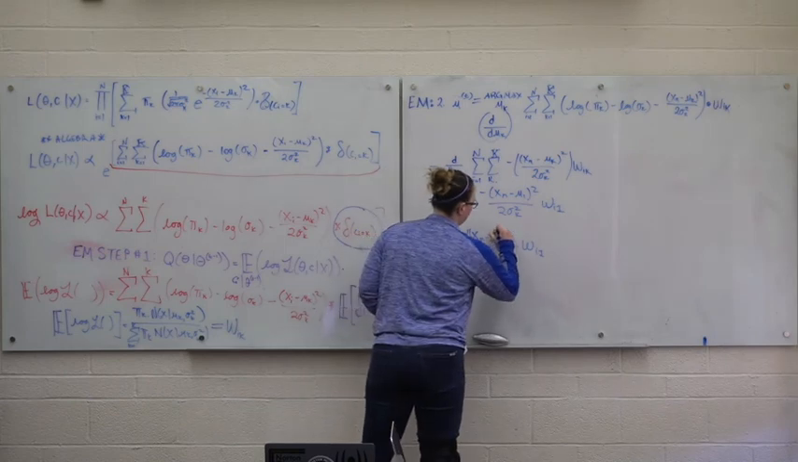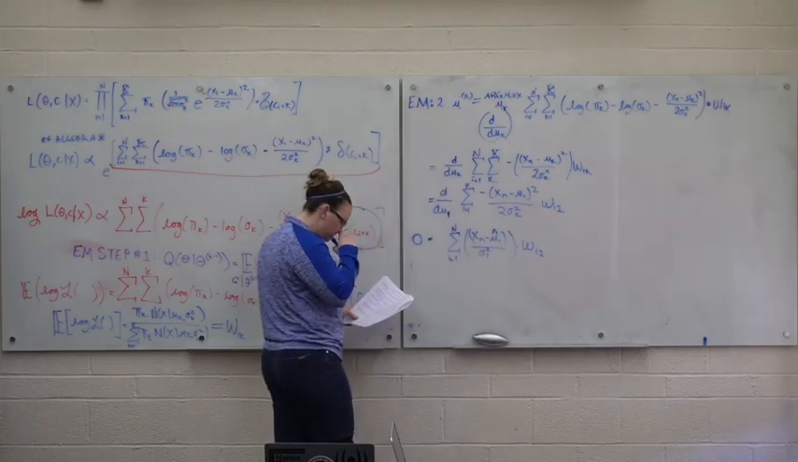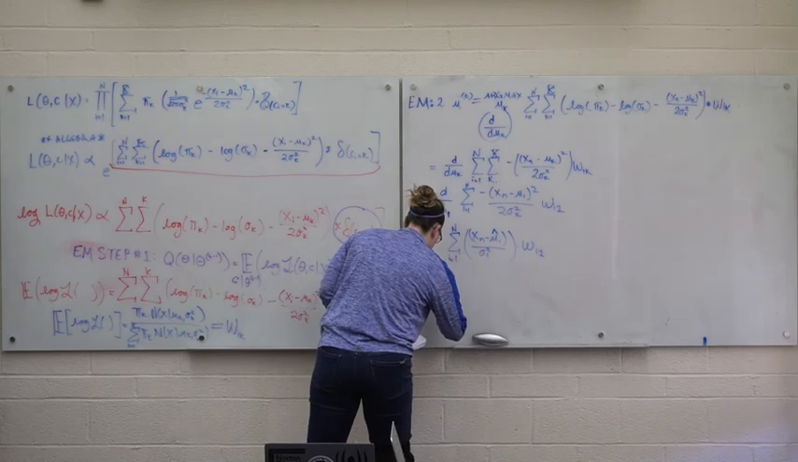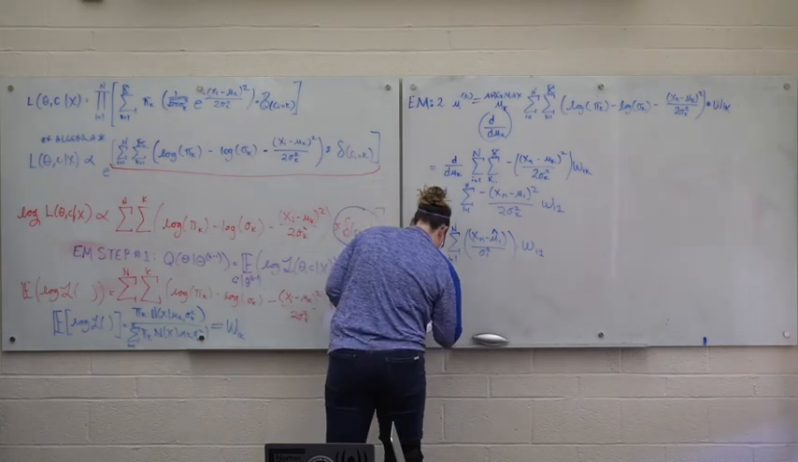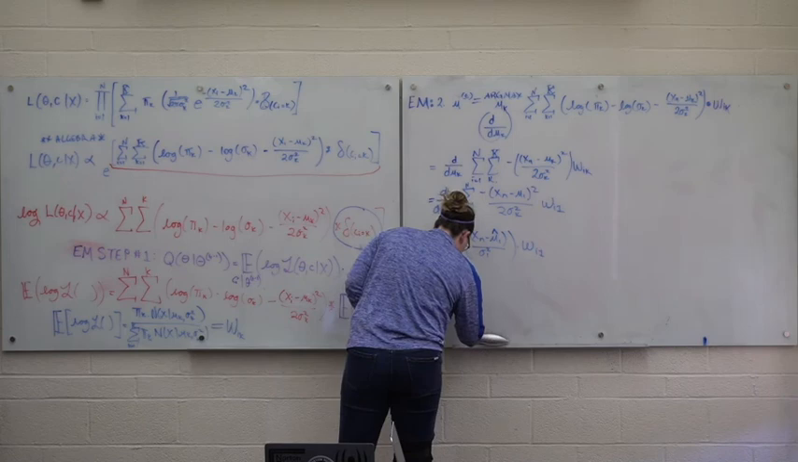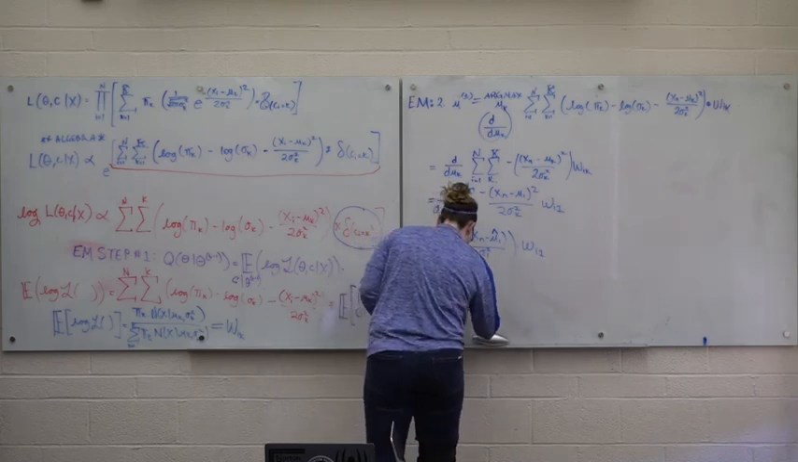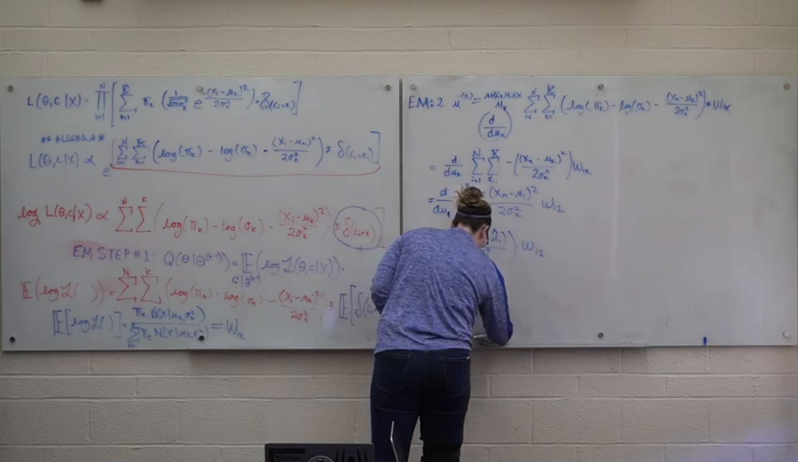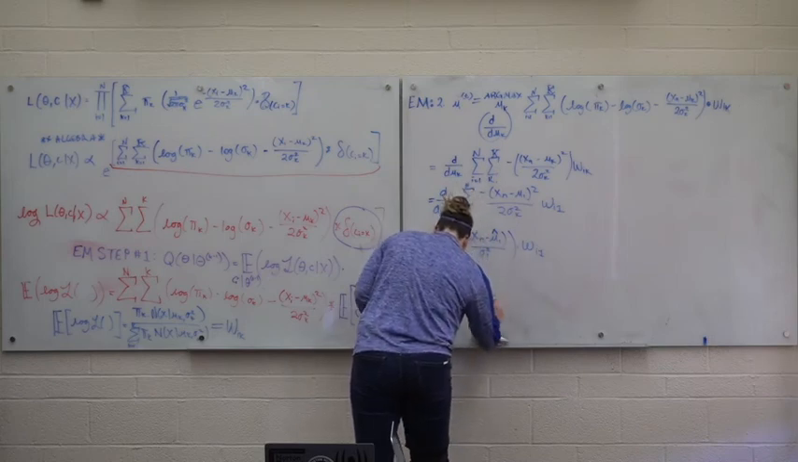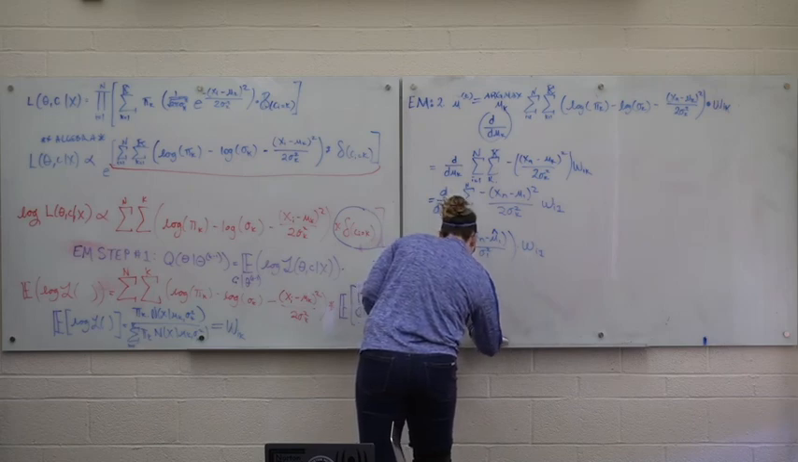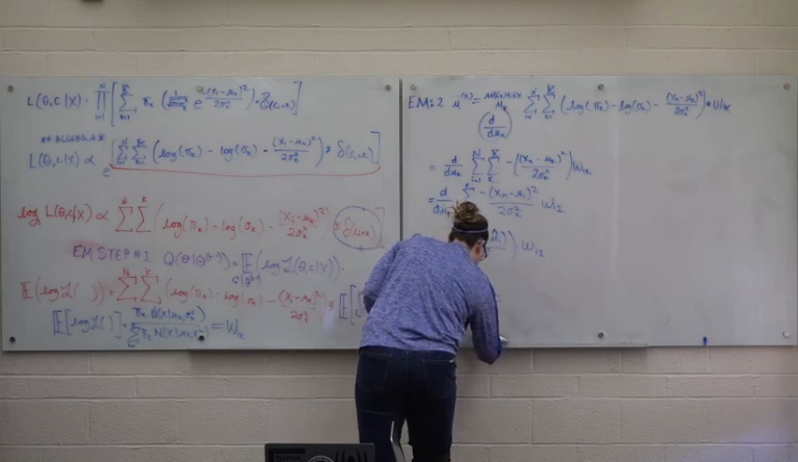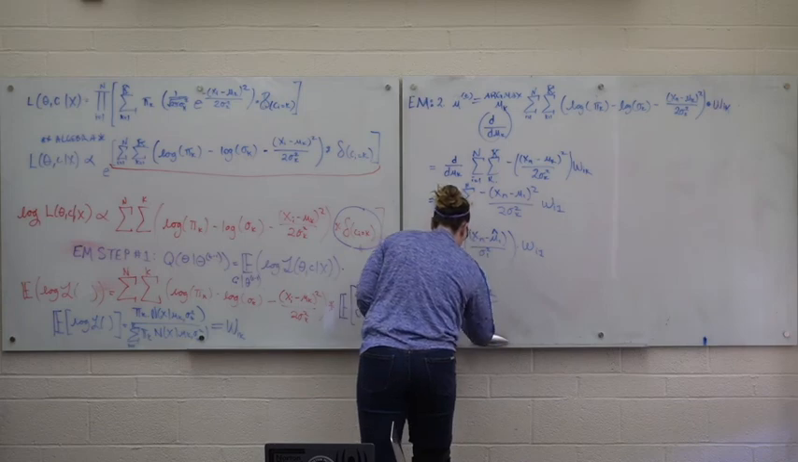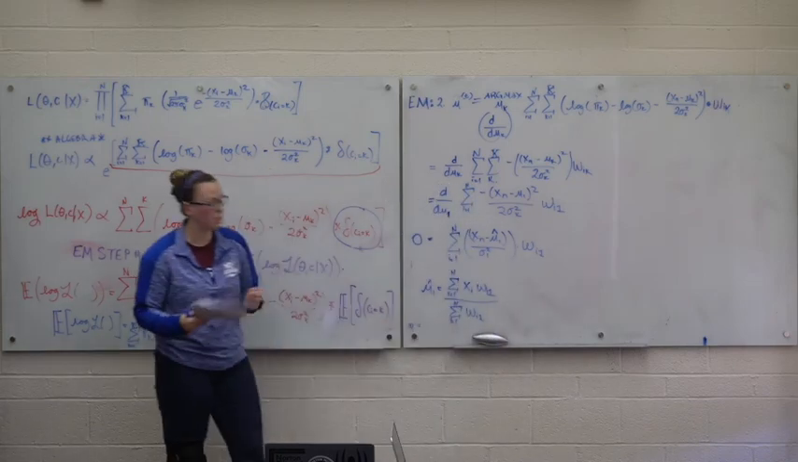Once we do that, we put our little hat, and we end up finding that mu hat 1 will equal the sum of x i times weight i1 over the sum of weight i1. So you have that. So it's a weighted average.